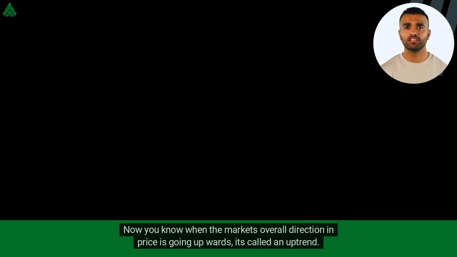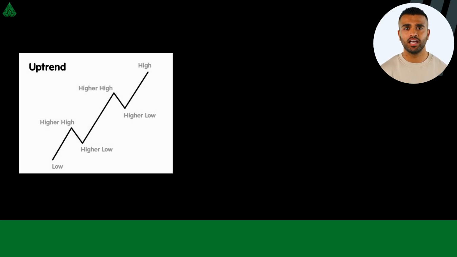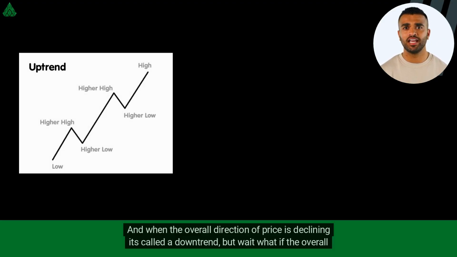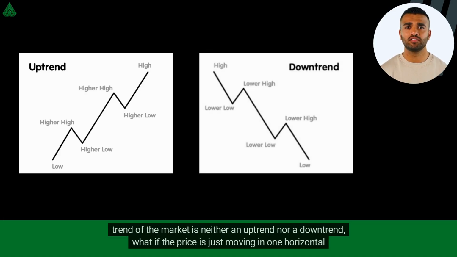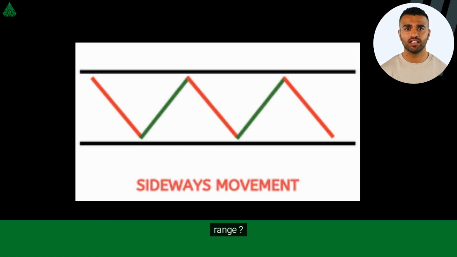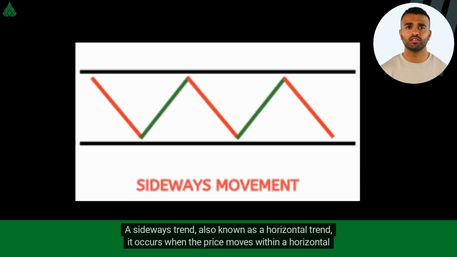Now you know when the market's overall direction in price is going upwards, it's called an uptrend. And when the overall direction of price is declining, it's called a downtrend. But wait, what if the overall trend of the market is neither an uptrend nor a downtrend? What if the price is just moving in one horizontal range? This right here, my friends, is called a sideways trend, also known as a horizontal trend.